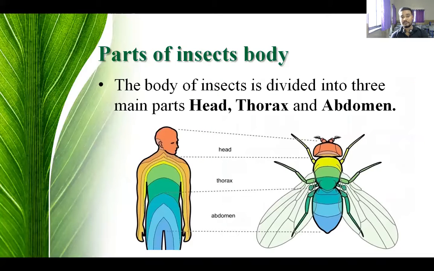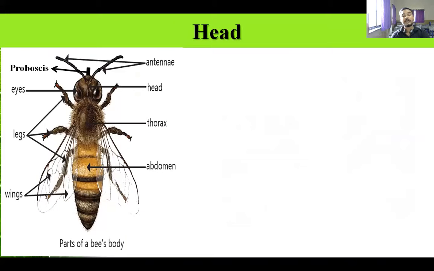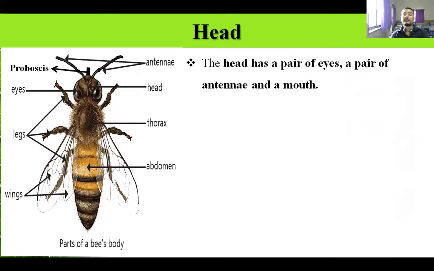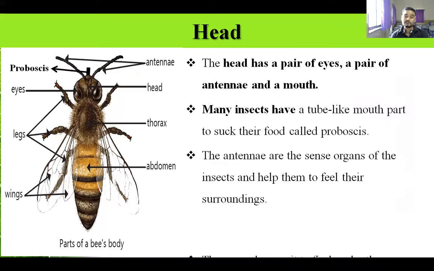parts of insect body. In that we have seen the insect body is divided into 3 parts, that is head, thorax and abdomen. On their head they have a pair of eyes, a pair of antennae and one mouth. Mouth may be like a tube-like structure. If it is a tube-like structure, it is called proboscis.